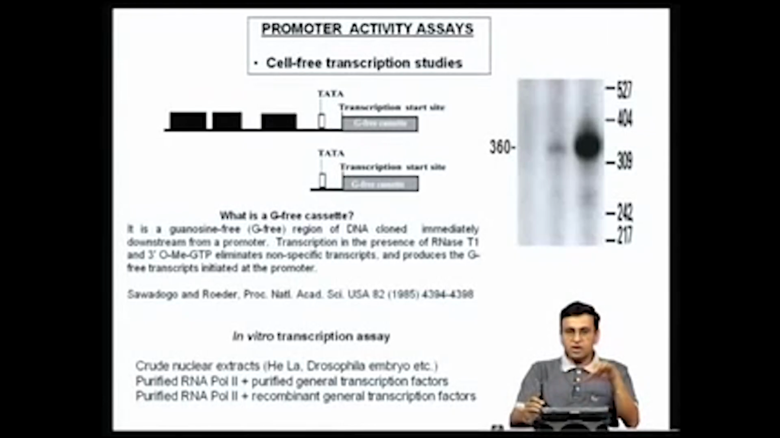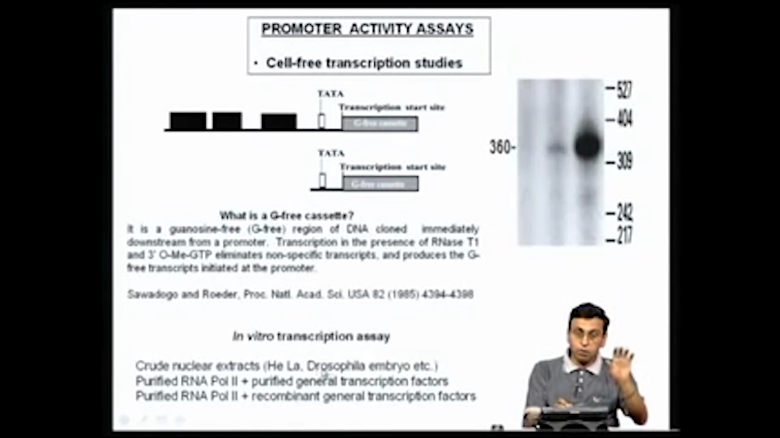A number of such cell-free transcription systems have been developed over the years. Some of the most popular examples are, for example, you can make nuclear extract from HeLa cells. As I told you, these are cells derived from a mammary tumor. You can make such a transcription-competent cell-free extract from Drosophila embryos. You can make it from liver, rat liver, and so on and so forth.